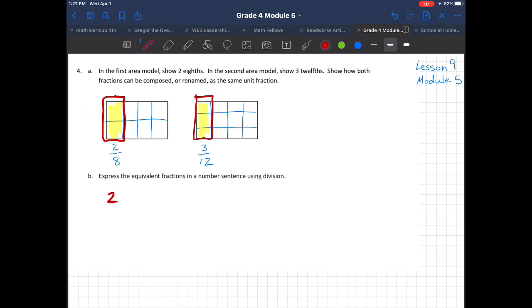So our equation with the division is 2/8 divided by 2/2 equals 1/4, and 3/12 divided by 3/3 also equals 1/4. So there you have it. With the division sentence and the picture, we can see all those equivalent fractions. So 2/8, 3/12, 1/4, they are all equivalent. That is the end of Module 5.